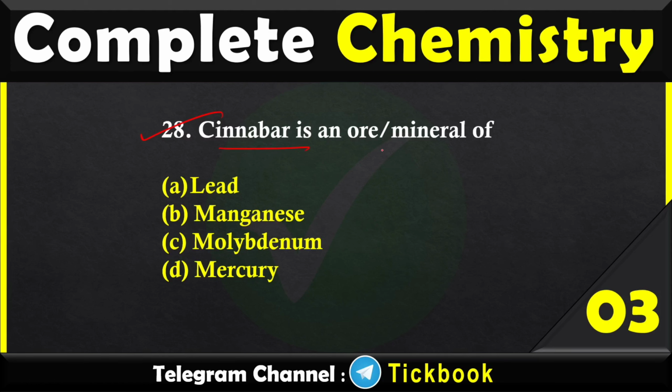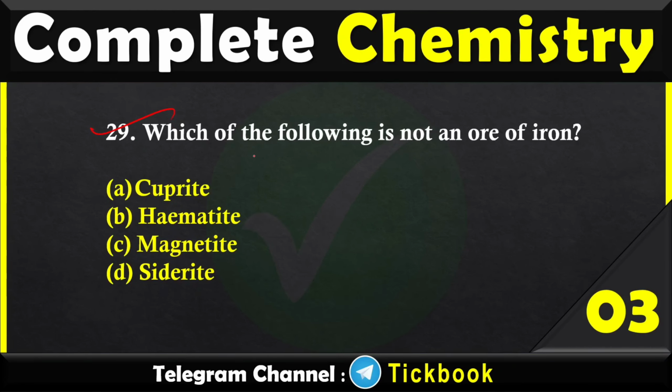28. Cinnabar is an ore or mineral of? Option number D, mercury. 29. Which of the following is not an ore of iron? Option number A is the right answer, cuprite. Hematite, magnetite and siderite are the ores of iron.